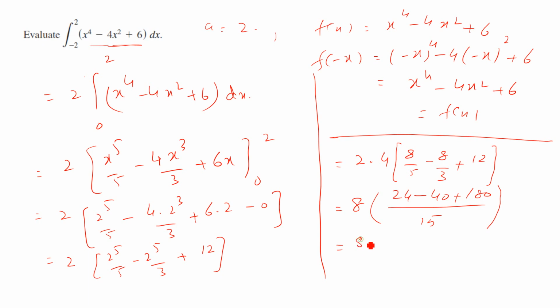This is actually 8 over 15 multiplied by 164, right? And 164 multiplied by 8 is equal to 1312 divided by 15. So this is the answer, if I haven't made any mistake. If I did, pardon me and correct it. So this is how we can apply the theorem. If a function is an even function, we can use this result.